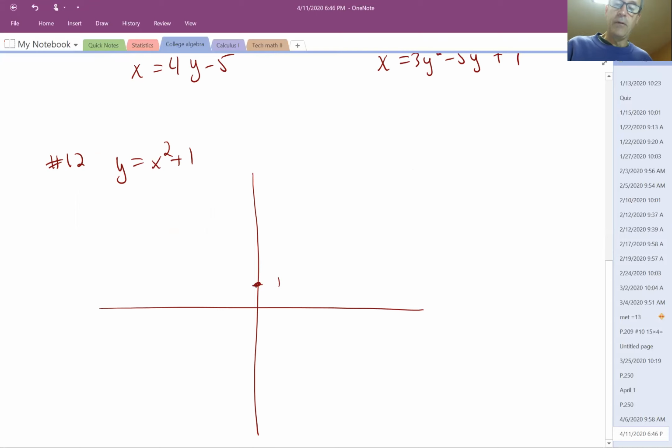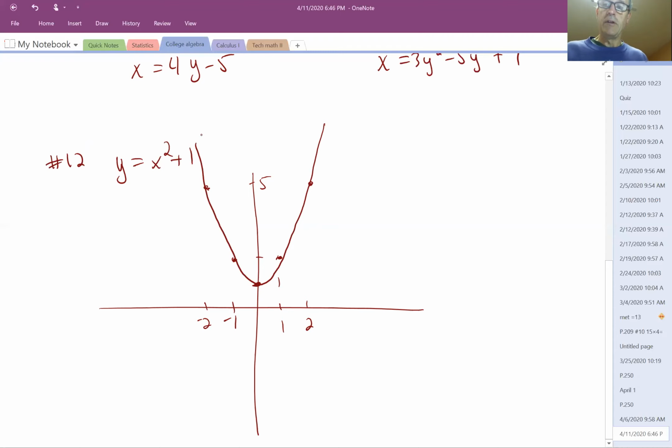We've done lots of parabolas, didn't we? It was on the last test. Plug in 1, you get 2. Plug in minus 1, you get 2. Plug in 2, 2 squared is 4 plus 1 is 5, somewhere up here. And minus 2, you also get 5. So here's a parabola. So what's the inverse of a parabola?